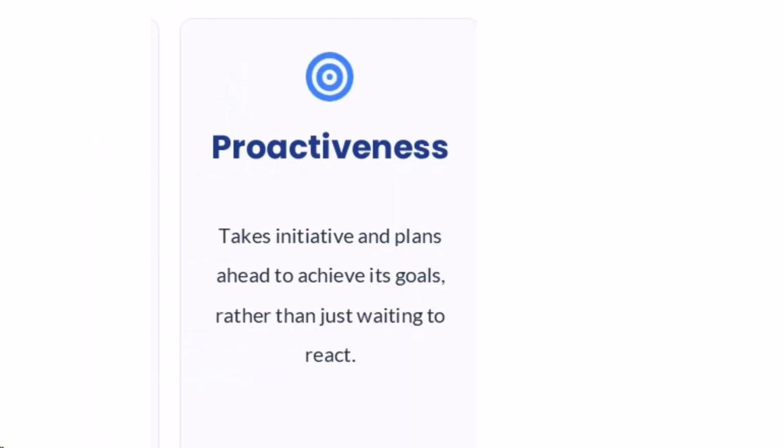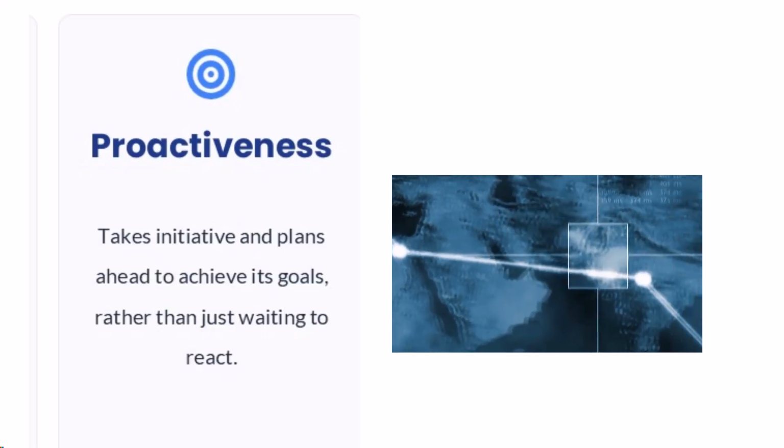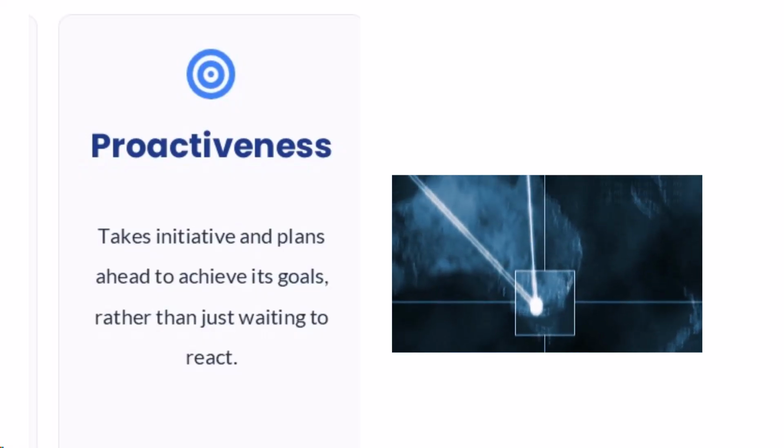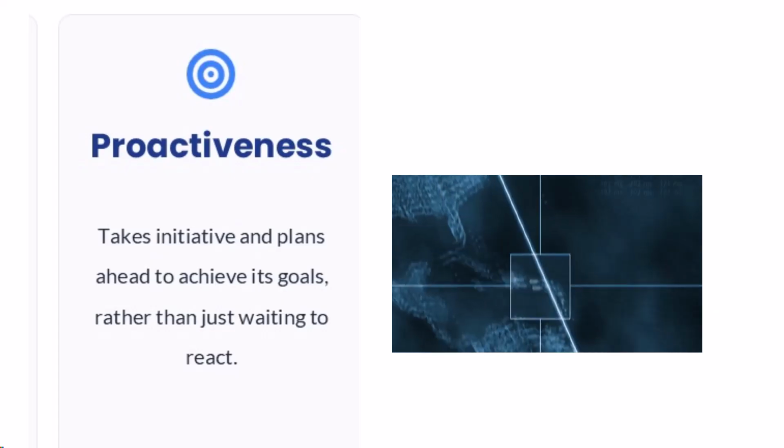Now, the third characteristic is proactiveness. This is the opposite of reacting. Proactive agents plan ahead to reach a long-term goal. A GPS system isn't just reacting to the next turn, it's constantly calculating the fastest route to your final destination. It takes the initiative to plan.